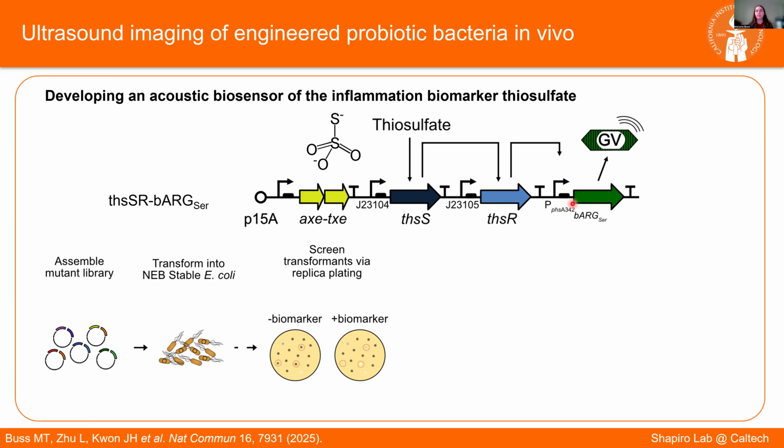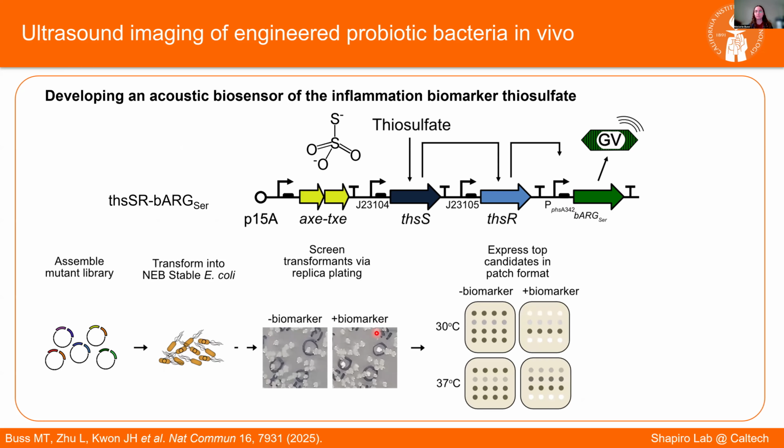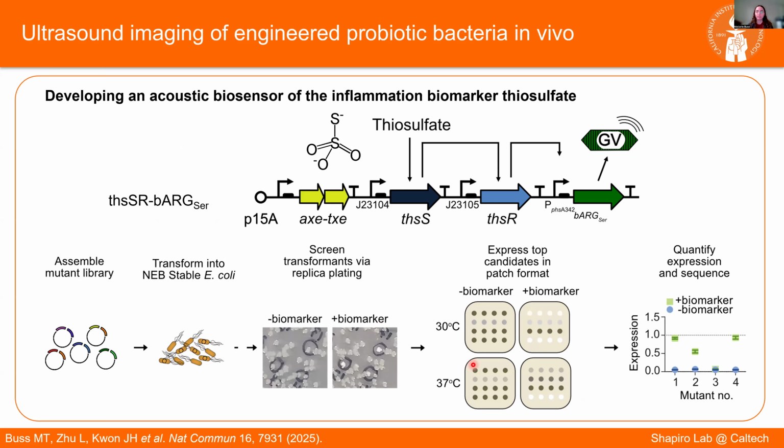coli, and then a nice feature about gas vesicles is that if you get high gas vesicle expression in your cells, the colonies on plates will look very white by eye. So I was able to just basically pick the colonies that were very white on plates with thiosulfate and then go forward with them and characterize them in patch format and calculate the patch opacity, which is a measure of gas vesicle expression, to be able to compare the top variants.